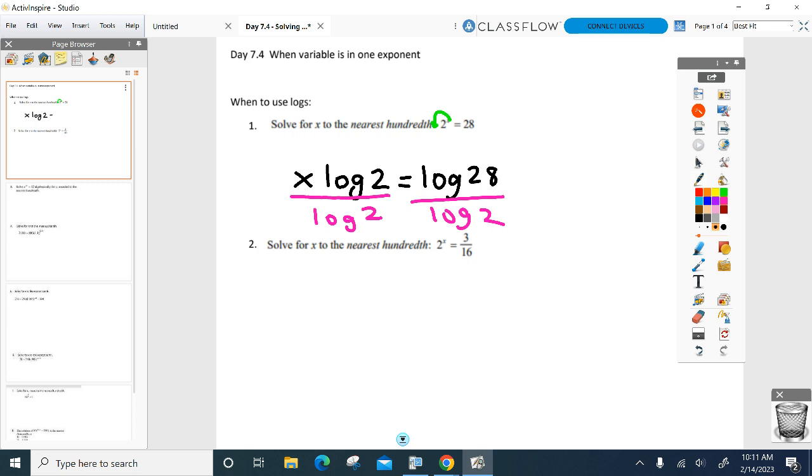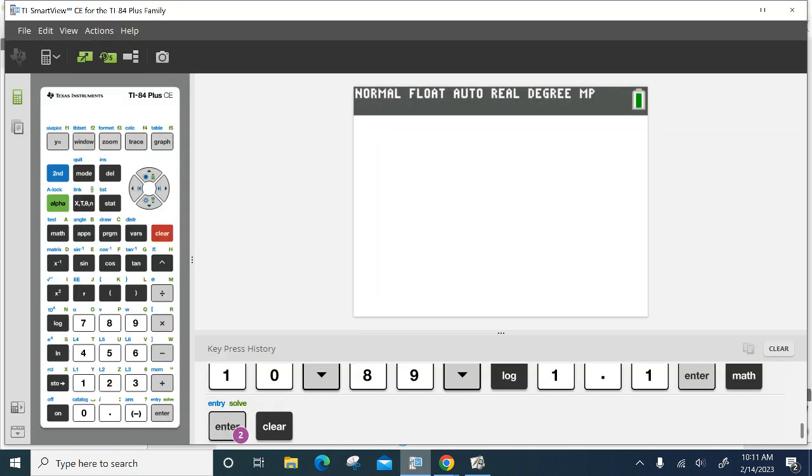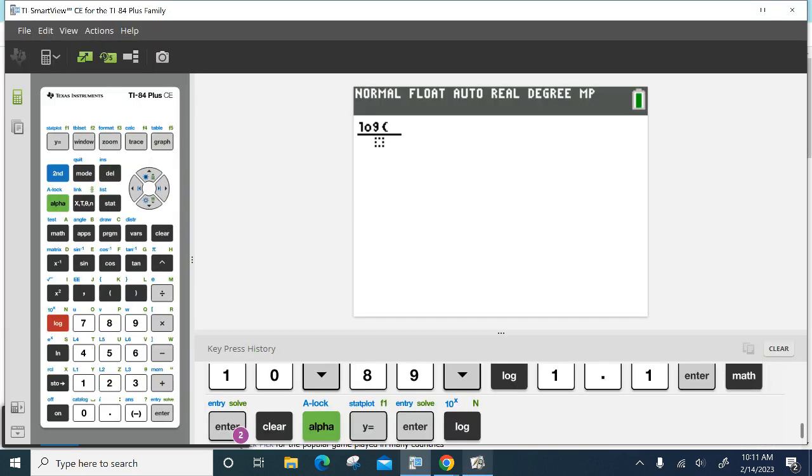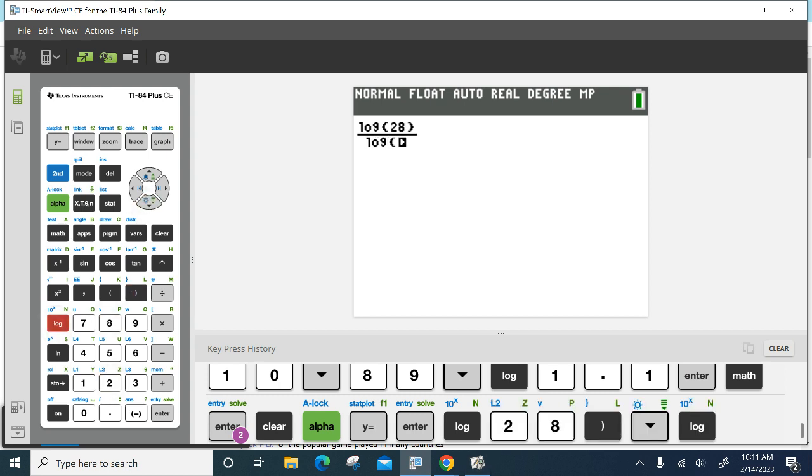You have to type this into your calculator. Log of 28 is a number. So is log of 2. So go to your calculator. I'll do it with you. I get the fraction template out. A quick review: if you look to the left of the number 7 on your calculator, that's the log of 28. And then down below, log of 2.